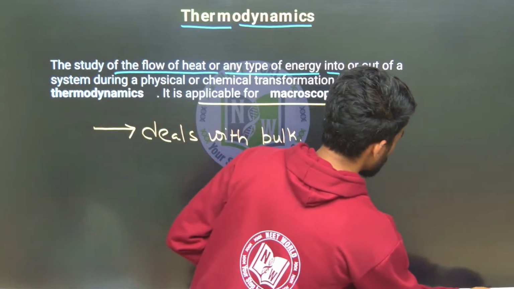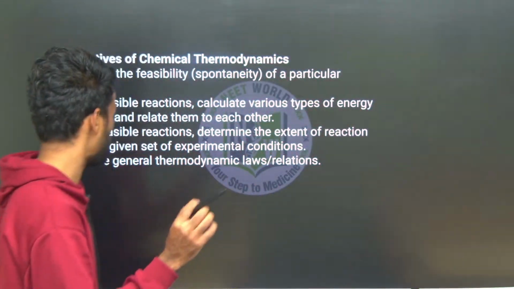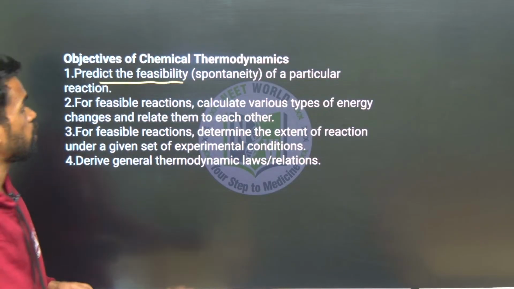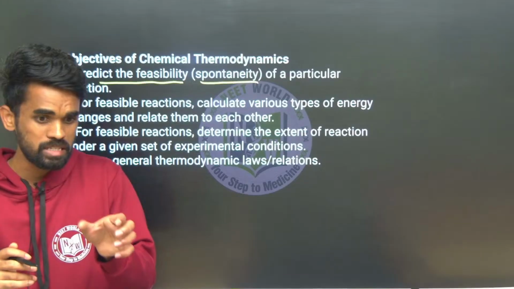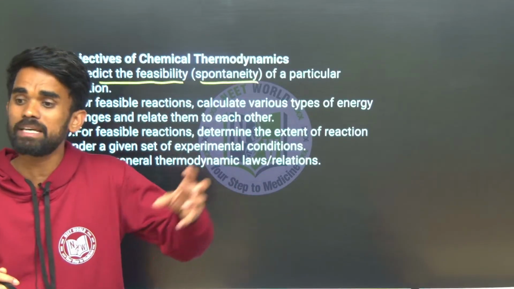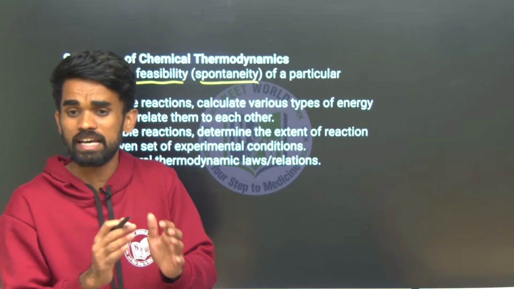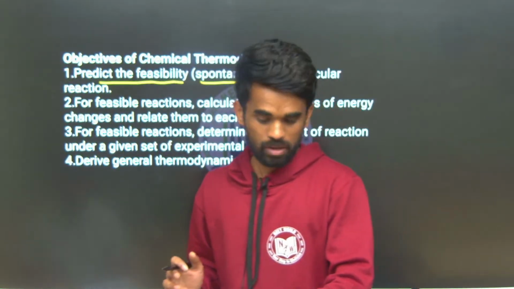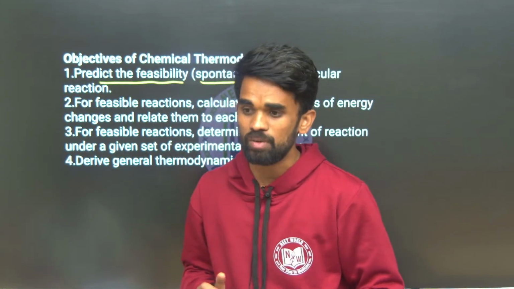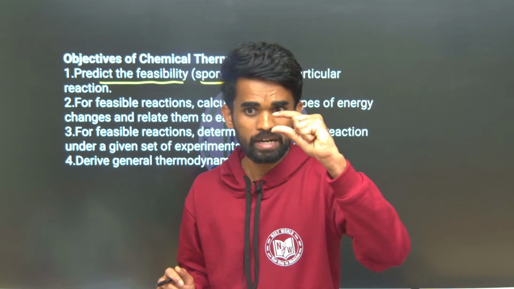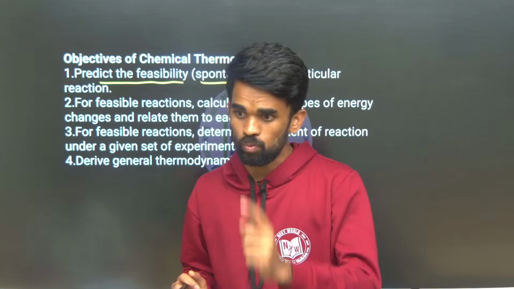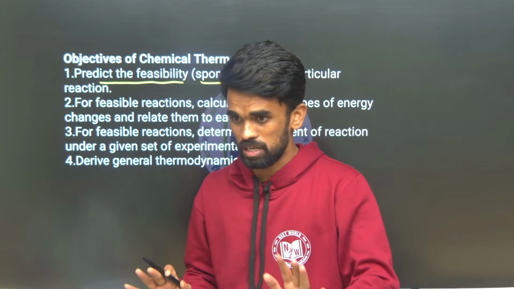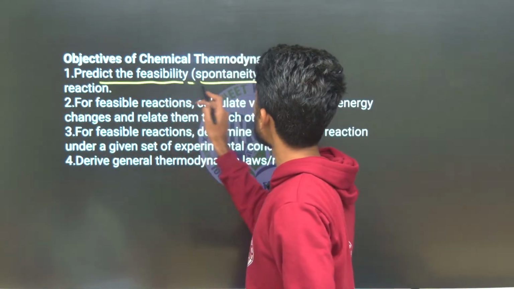Now, the primary objectives I have told you: it predicts the feasibility of a reaction. Feasibility means the spontaneity of a particular process, whether a process can happen naturally or not. If it is taking place naturally, we consider it a spontaneous process. For example, evaporation of water. Take a glass of water and keep it on a bench. After 2-3 days, the level of water decreases. Evaporation is taking place, a slow process but happening naturally. So it is a spontaneous process.